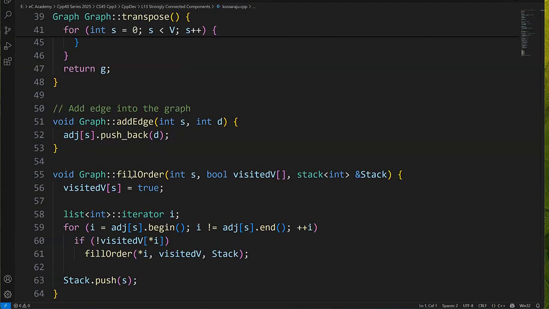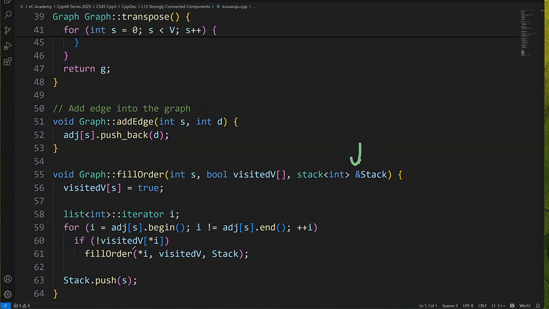And then you have a fill order. In fill order, you have the source node, the visited array, and the stack. So if there's a node that you try to visit but it has already been visited, then you will push it into the stack.